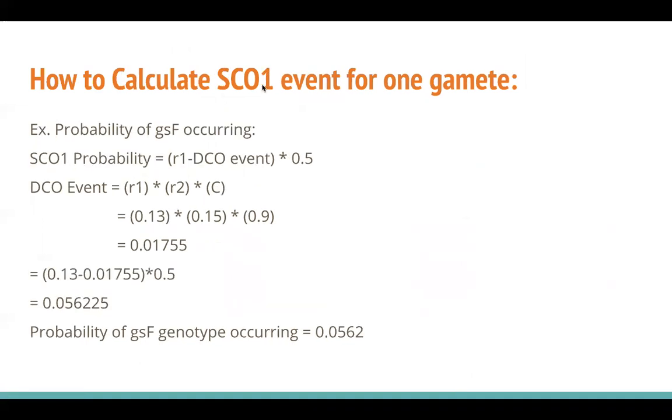So for single crossover 1, you do the same, where you have region 1 right here. You subtract the double crossover event, which you calculated in the last slide, which would be this number. And then you multiply it by a half, or subtract it from the region 1, which you then multiply by a half to get this number, which is then only for one specific genotype and one specific gamete.